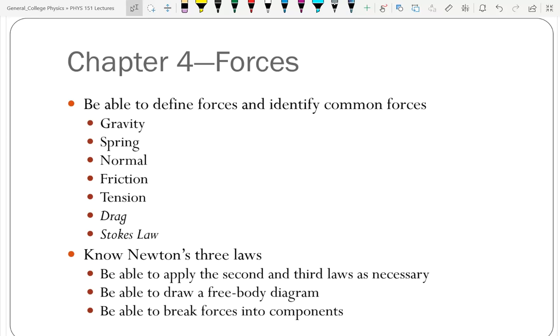Friction, we've talked enough about that today already. Normal. Spring is always a restoring force. You stretch the spring, it pulls it back. You compress it, it pushes it out. Gravity, on the other hand, is always attractive. It's always attracting things together.